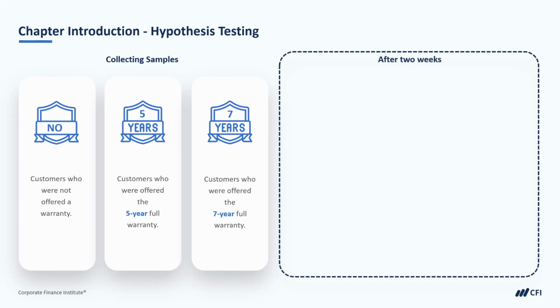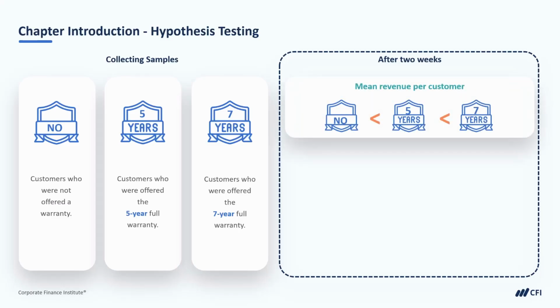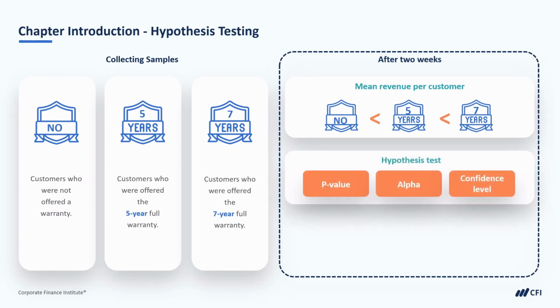After these 2 weeks are over and we've collected our data, we now have the mean revenue per customer for each sample. We start by comparing the sample means of the 5-year and 7-year warranties. When we compare the two means, we can see that the 7-year limited warranty has a revenue per visitor that's about $7 higher. So we have a winner, right? Well, maybe not. This is where we can run a hypothesis test.